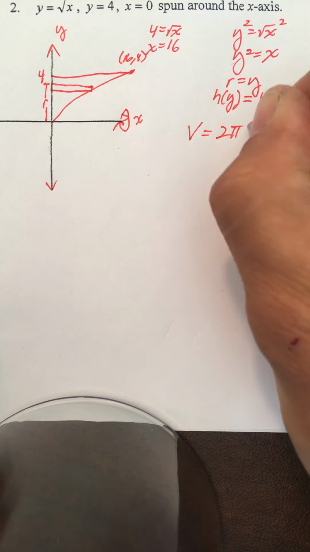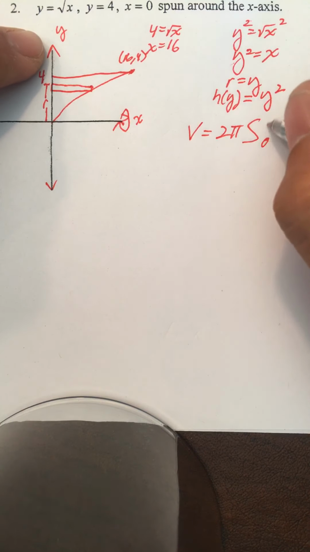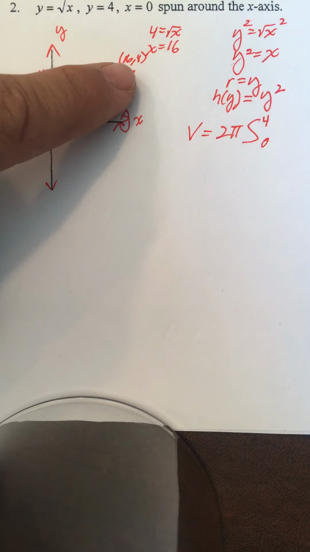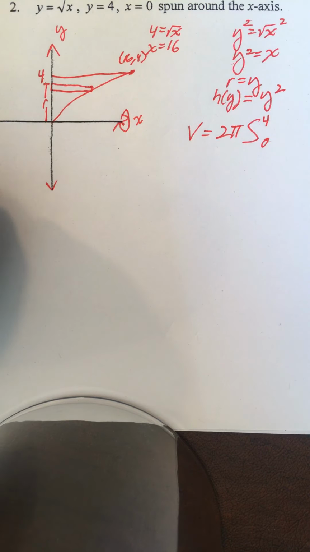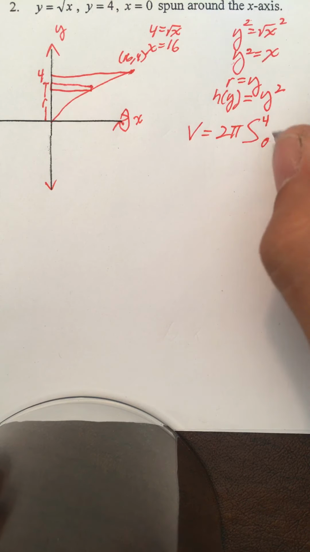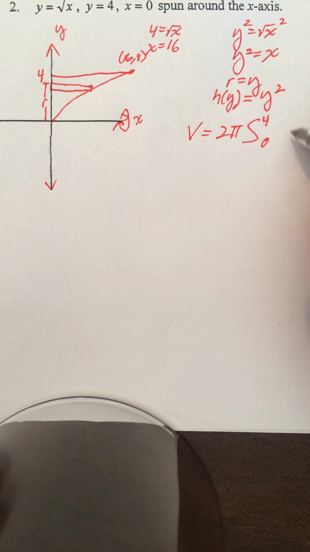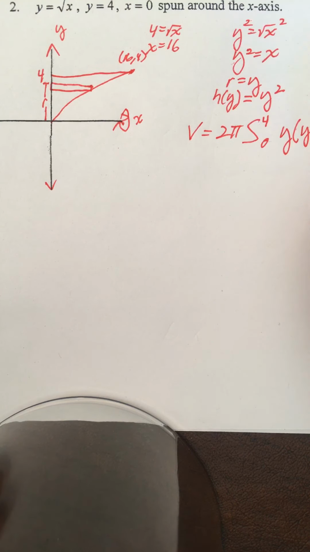We're taking our constant and pushing it out. Everything is in terms of y, so our boundaries are going to be from 0 to 4. Again, finding 16 wasn't important here. We know that if we were using a different method, it would be, so that's helpful to be mindful of. Now we need our radius, which we set up here as y, times our height, which is y squared, and that all is in terms of y.